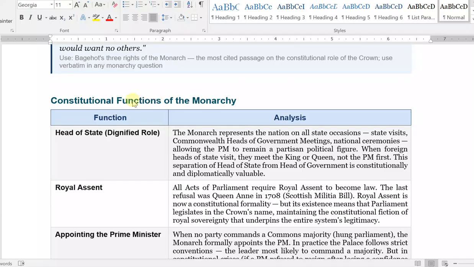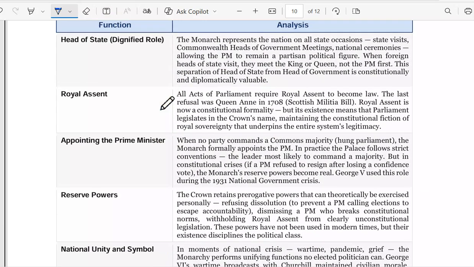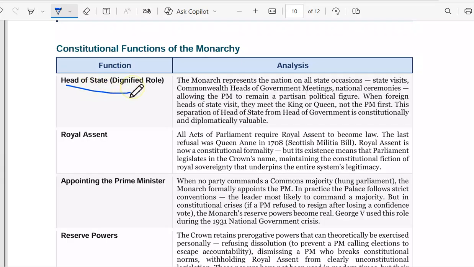Okay, so about the powers of the monarch. First of all, the monarch is the head of state. There is a difference between the head of state and the head of government. And whenever any foreign head of state visits, he first meets the king or queen.